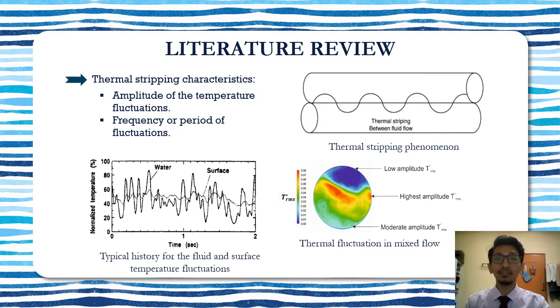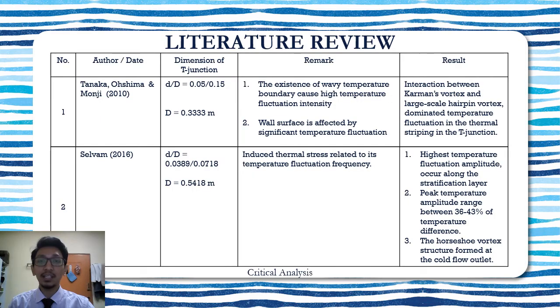Thermal striping in fluid flow is a result of arbitrary change of temperature fields when two or more fluids with different temperatures are mixed with respect to time. When analyzing this phenomenon, the two factors that need to be considered are the amplitude of temperature fluctuations and its frequency of fluctuation. Some studies have been done regarding thermal fluctuation in a T-junction pipe.